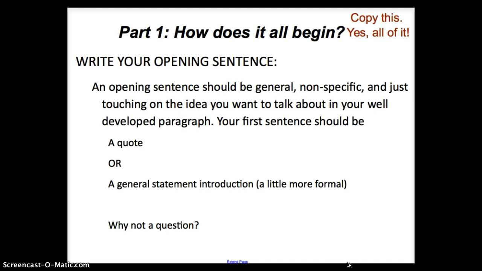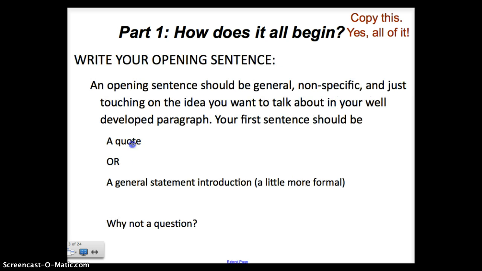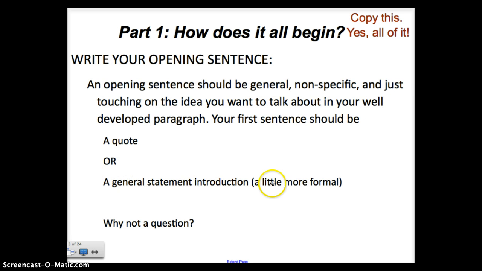Your first sentence should be either a quote or a general statement, which is a little bit more formal and can take your writing to that next level. The question is, why don't we use a question at the beginning of a paragraph or an essay? A question means that you are now engaged in a conversation with your reader. This means that if you're in a conversation with your reader, then you exist in the paragraph, which means that you're there and you're a part of it.